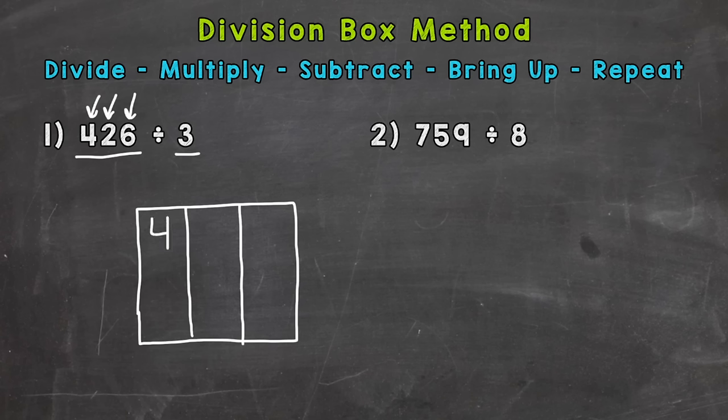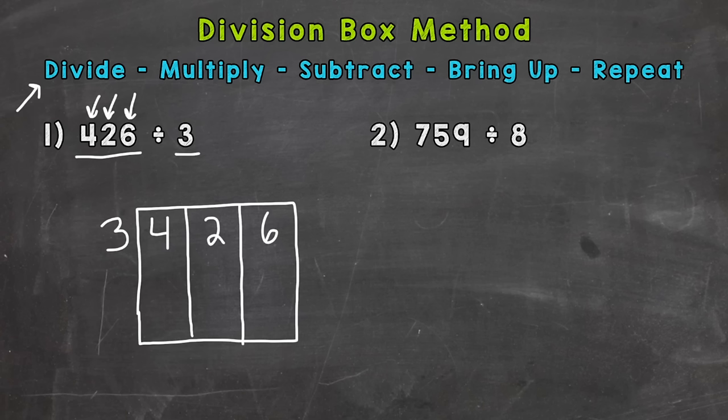426. Now the more you do of these, your spacing will get better. You'll improve with the spacing and how you line things up. So the 3, our divisor, goes on the outside. So now we're set up, 426 divided by 3 using the box method. We now go through our steps, which are at the top of your screen. Divide, multiply, subtract, bring up, repeat.